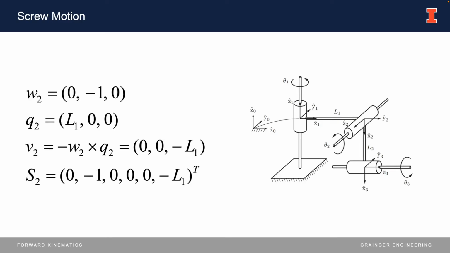In this example, we define the screw axis for joint 2. We find W2 and Q2 through the zero position of the robot and take the cross product of the two components to generate V2. The vectors W2 and V2 are combined to create the screw axis for this joint.